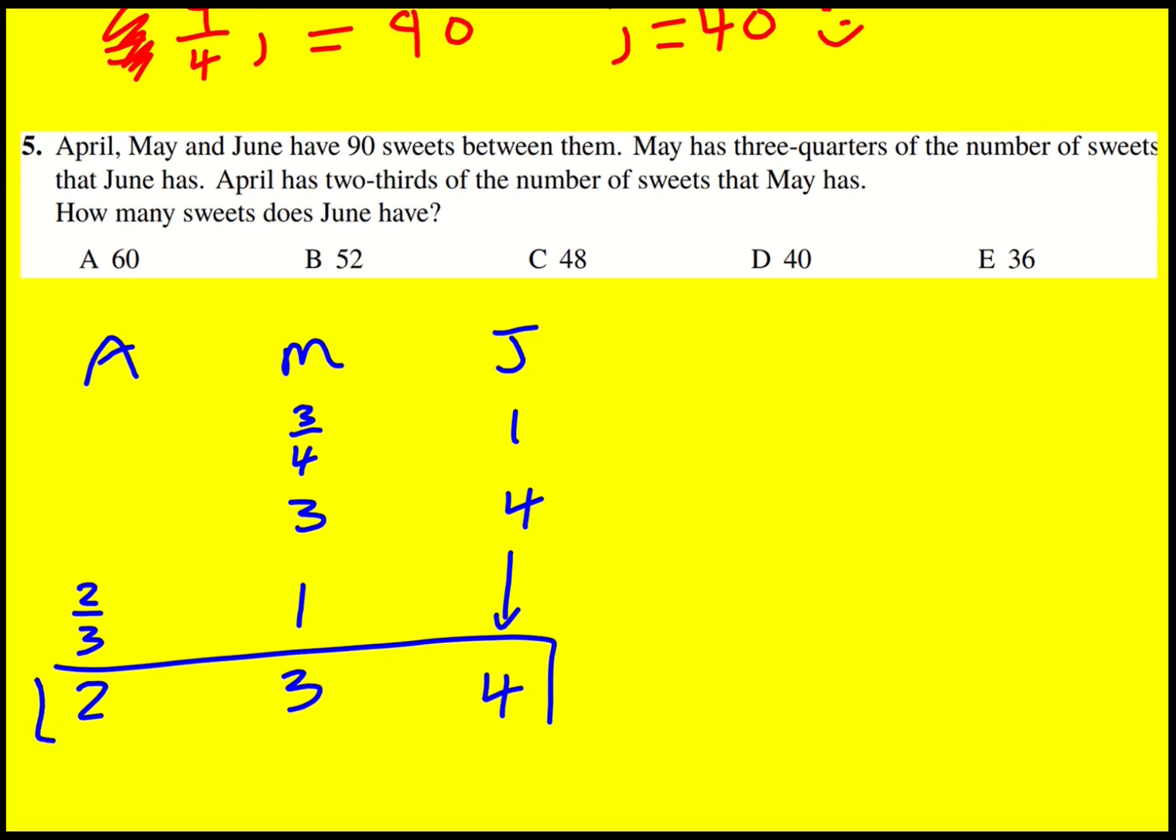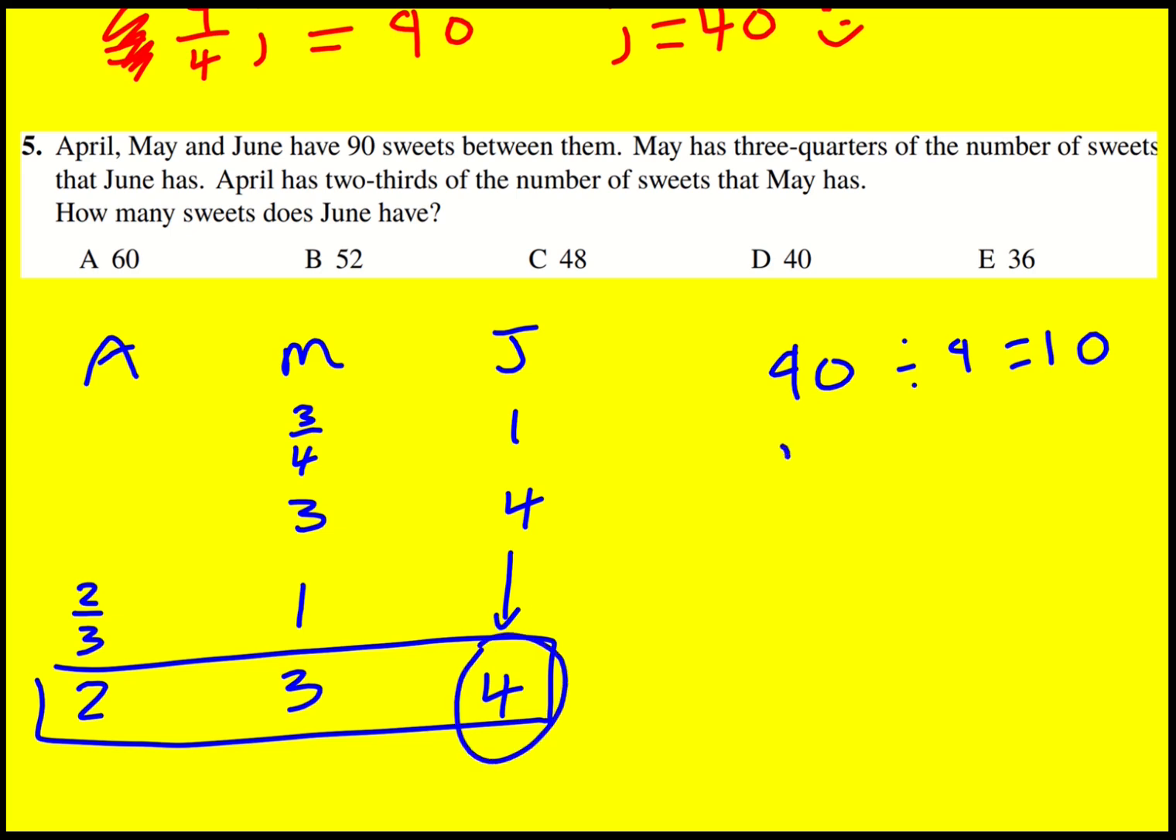The ratio is 2 to 3 to 4, which is not obvious, I don't think, when you first look at it with these fractions, but it's going to work out great now because we can add up the number of parts. We've got 9, so it's 90 divided by 9 is 10. So one part is worth 10. And then we're interested in how many sweets June has. We have 4 parts. 4 times 10 gives 40.